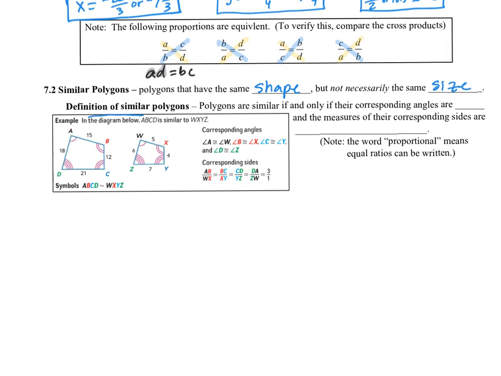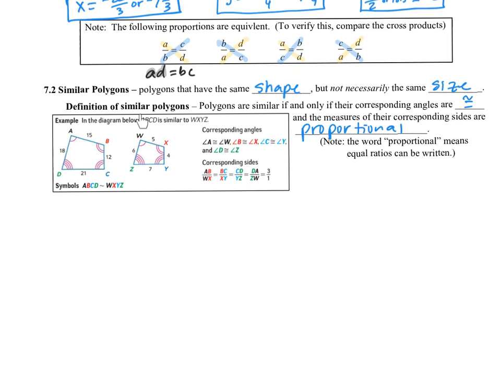So definition of similar polygons. Here's how we define it more rigorously. Polygons are similar if and only if their corresponding angles are congruent, okay, and the measures of their corresponding sides are proportional. Now, note, the word proportional just means that we can write equal ratios, okay?